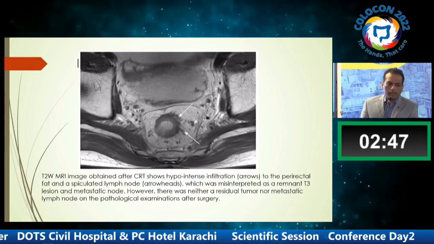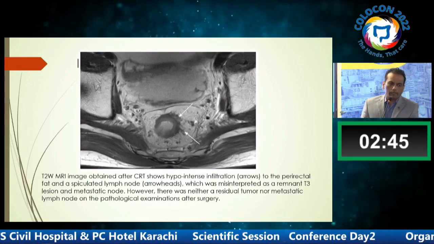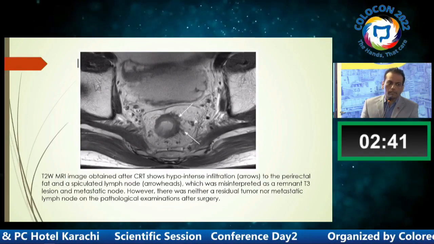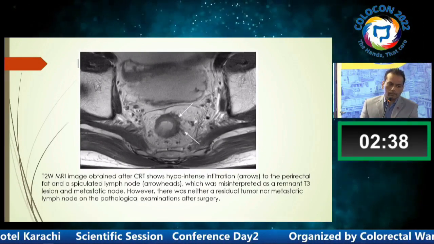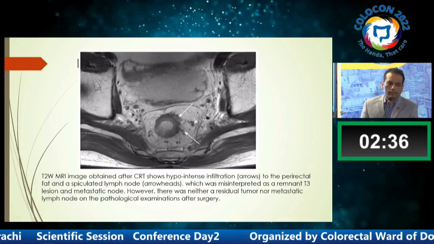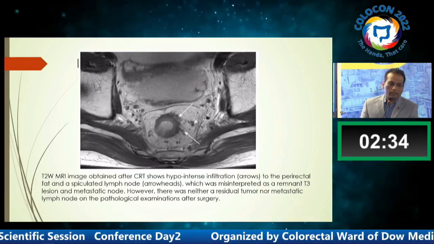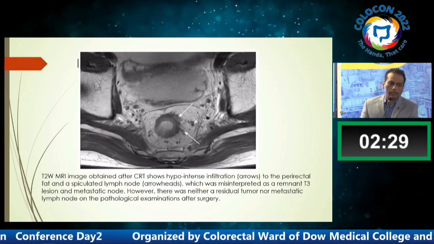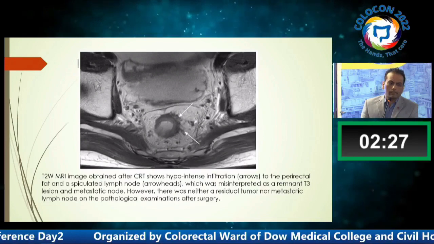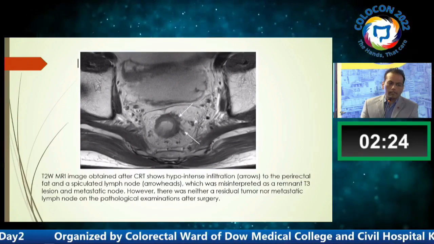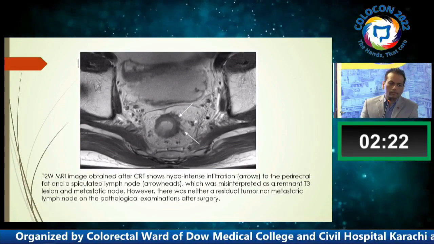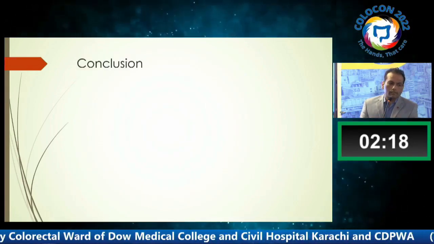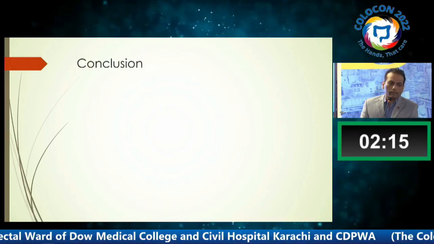So sometimes on MRI we find difficulty in differentiating between the post-radiation changes and the residual tumor. In this MR image, we can see there is an infiltrative lesion in the left lateral wall of the rectum, which is extending into the mesorectal fat, along with a small left-sided mesorectal lymph node. But on surgery, it was only the post-radiation changes, and there was no residual disease.